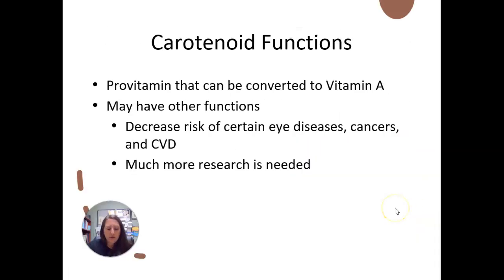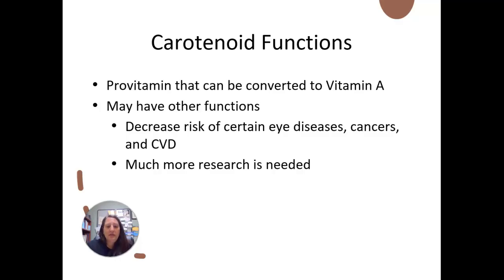Okay, and then I'll just mention carotenoids again. We mentioned this a few slides ago. So again, this is provitamin A that needs to be converted to vitamin A, not used directly. Again, we obtain carotenoids from plants, plants that are green, orange, are going to contain these compounds. So fruits and vegetables.